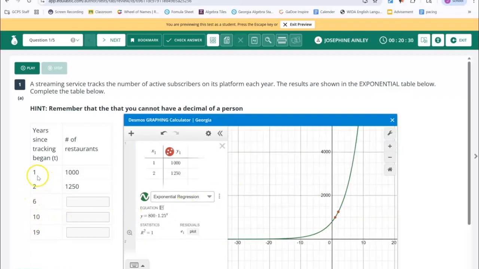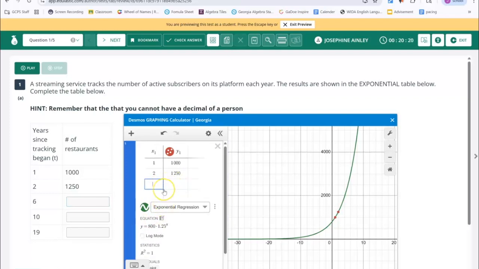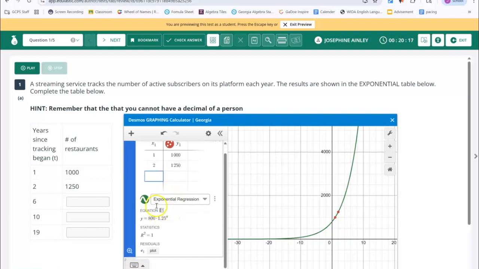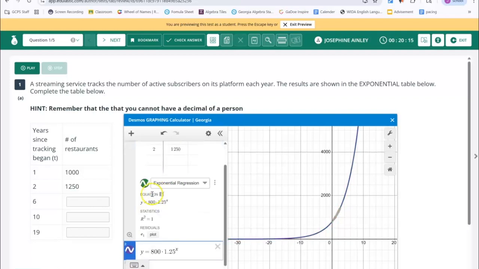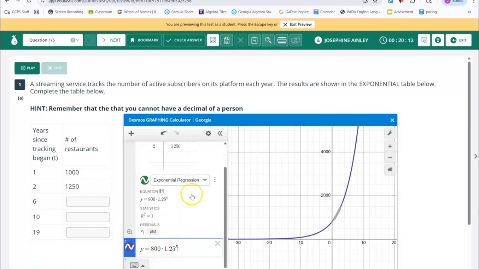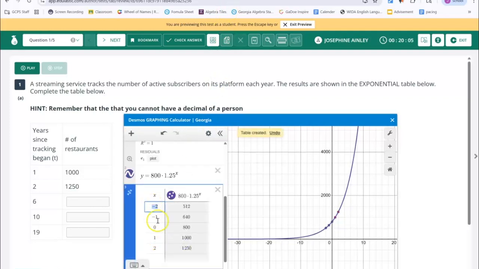Now I'm going to answer this question. So what is the number of restaurants when the year is 6? I can't put 6 here because that's me inputting it, and it's not going to give me anything. So what I have to tell the calculator is, hey, use this equation. By clicking this, it copies the equation, make it a table. All right, and then I can put in 6, 10, and 19. If I put in 6, this is my answer. If I put in 10, this is my answer. And if I put in 19, this is my answer.